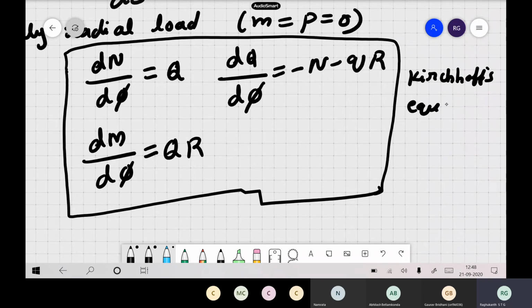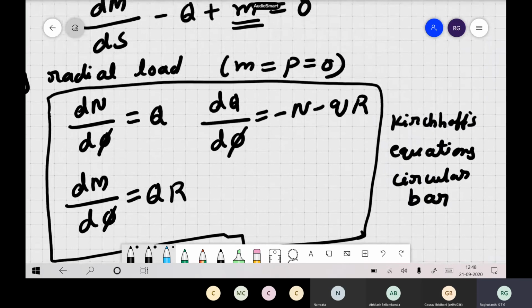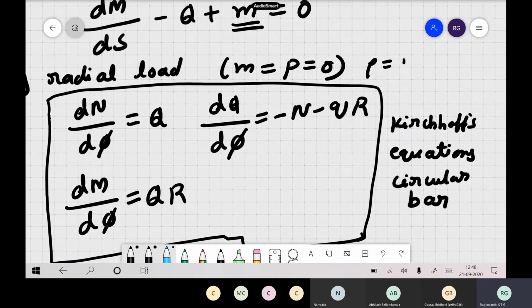Okay, so these equations, Kirchhoff also derived for this type of loading, assuming it to be a circular bar. If it is a circular case, then you can write m = p = 0, and rho is equal to capital R itself, and ds = R dφ. So these can also be written. So Kirchhoff derived these equations of equilibrium for a circular bar under this load.